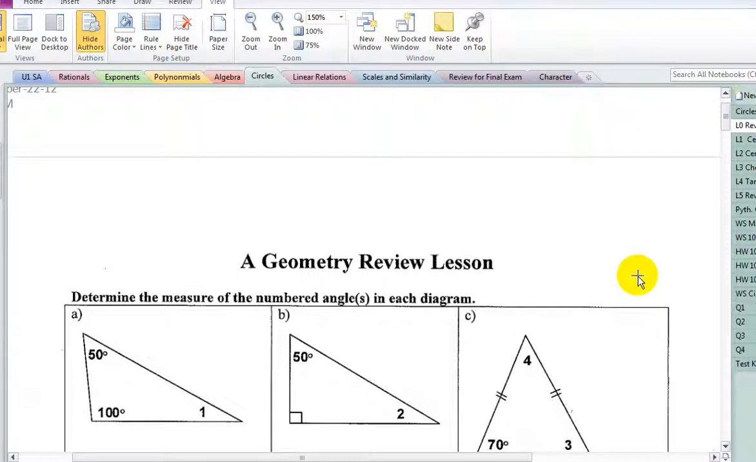Okay, so this is our lesson today. We're going to review geometry. Some of you have seen this, some of you haven't. Some won't remember a lick, and that's fine. You do need to know the stuff. You need to have it memorized.